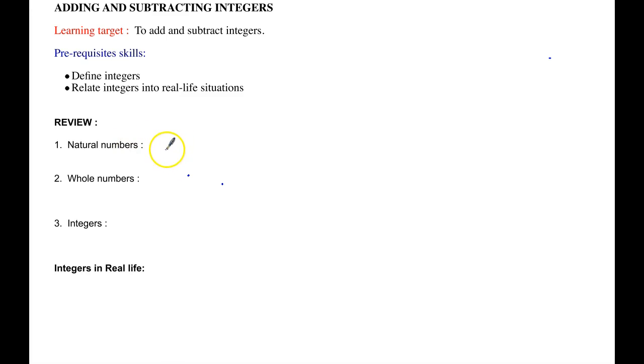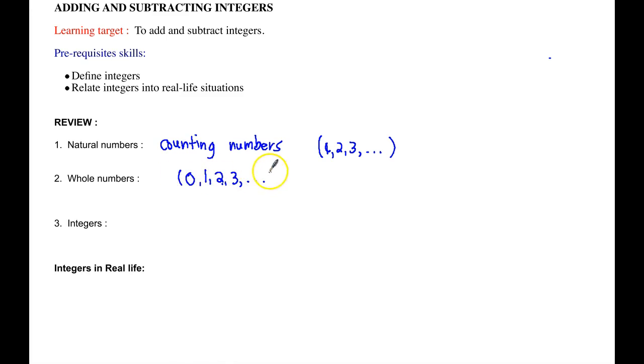What are natural numbers? Natural numbers are also known as the counting numbers. The numbers used for counting, such as 1, 2, 3, and so on. Goes on forever. The next set of numbers are the whole numbers. So say you have your counting numbers, 1, 2, 3, and so on, and you add 0 to that set. You now have the set of whole numbers. So whole numbers, they are just the counting numbers and 0.